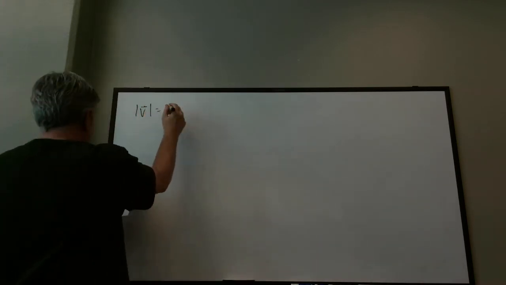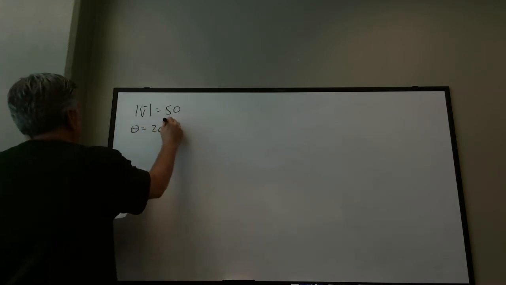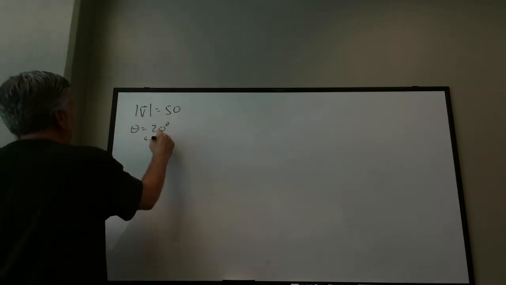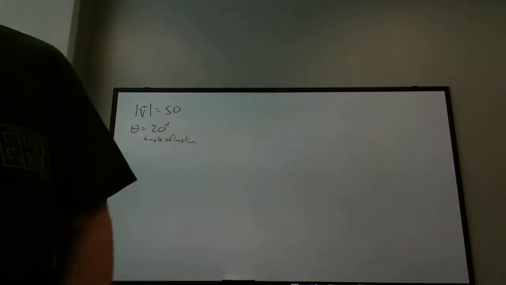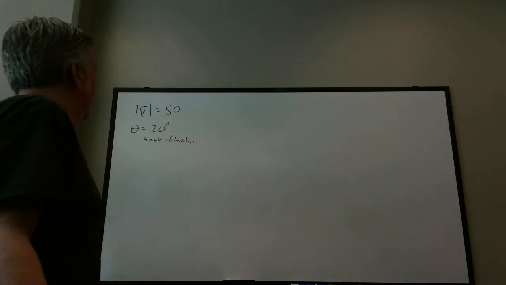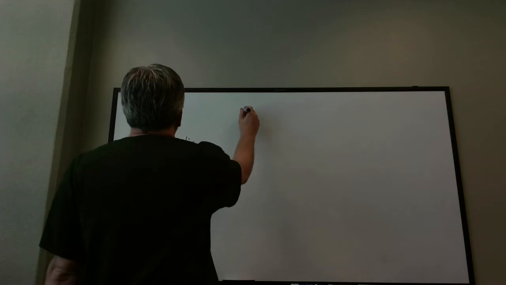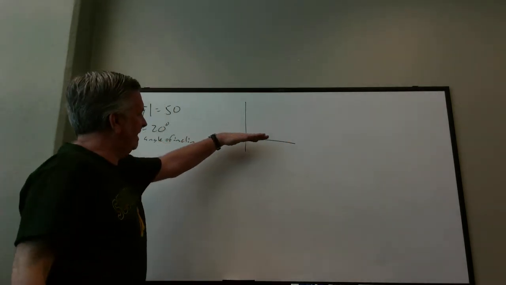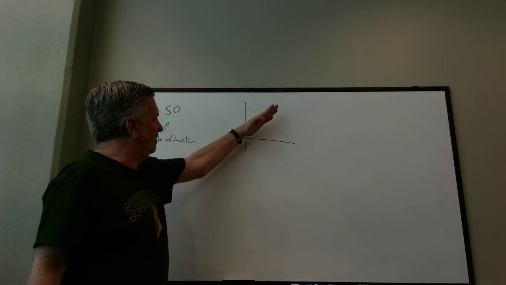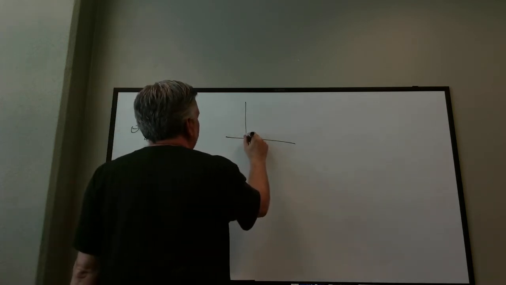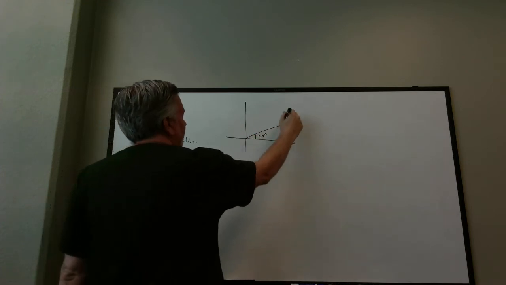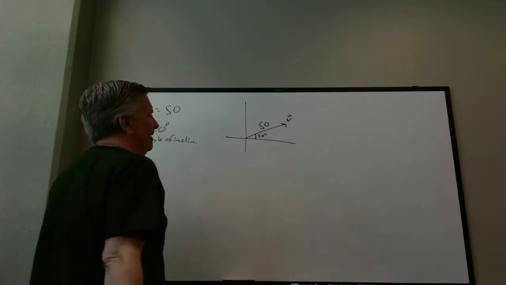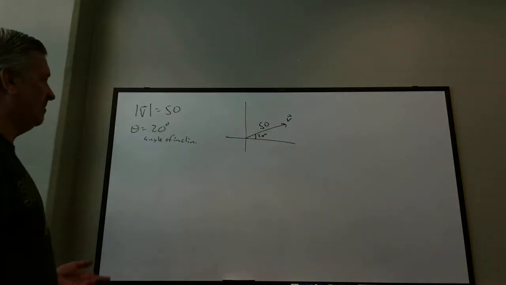Okay, the next example says, suppose the magnitude of v is 50 and theta is 20 degrees, the angle of inclination from the horizontal. In other words, the direction angle. Find the horizontal and vertical components of v. Well, let's draw a picture. If theta is 20 degrees, we're in the first quadrant. Again, I'm not trying to get this to scale necessarily. So my angle here is 20 degrees, and this is vector v, the magnitude, the length, is 50.